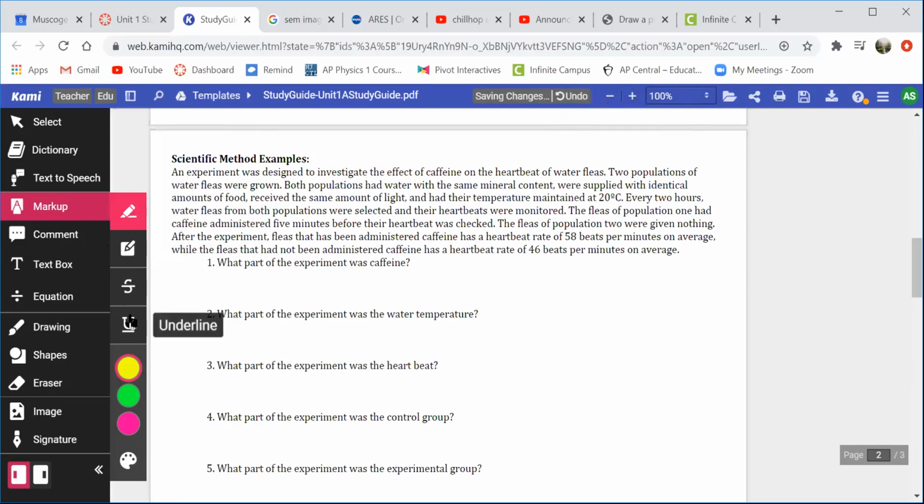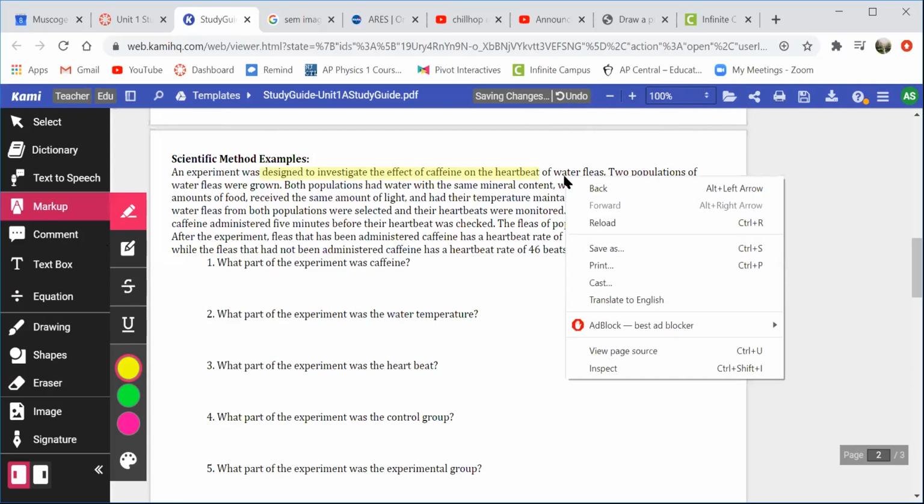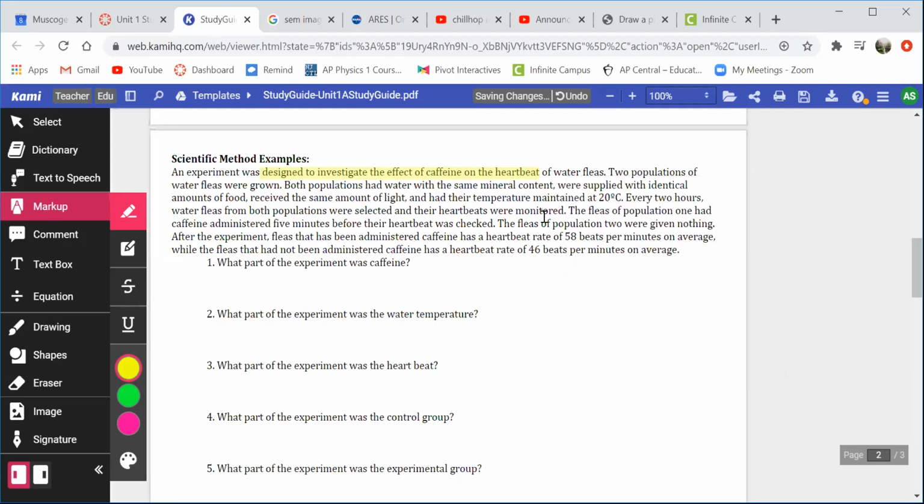So, what is it supposed to be if it was designed to investigate the effect of caffeine on heartbeat? The independent variable. This is what you are changing. Some of the fleas got this treatment. They actually got caffeine, and you wanted to see whether it affected their heartbeat. So that's going to be your independent variable.